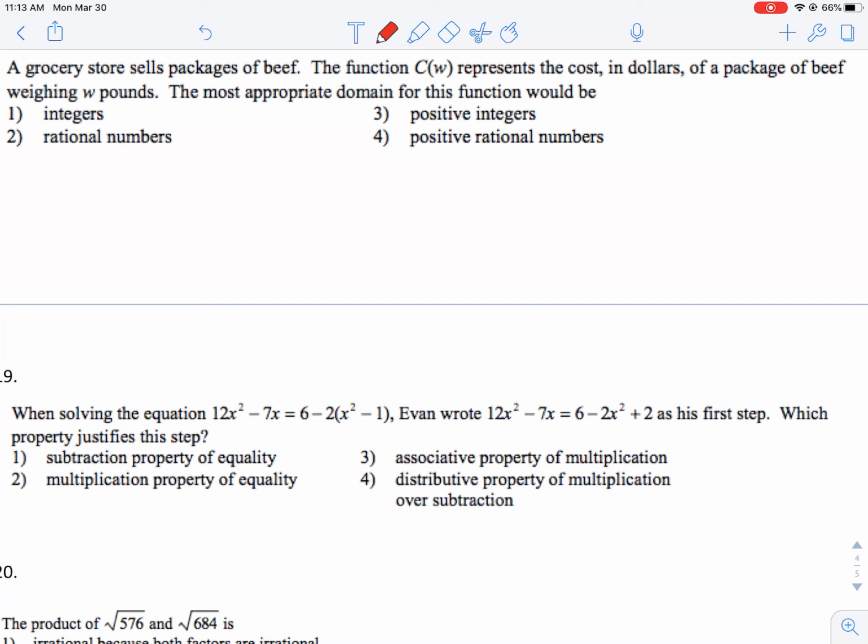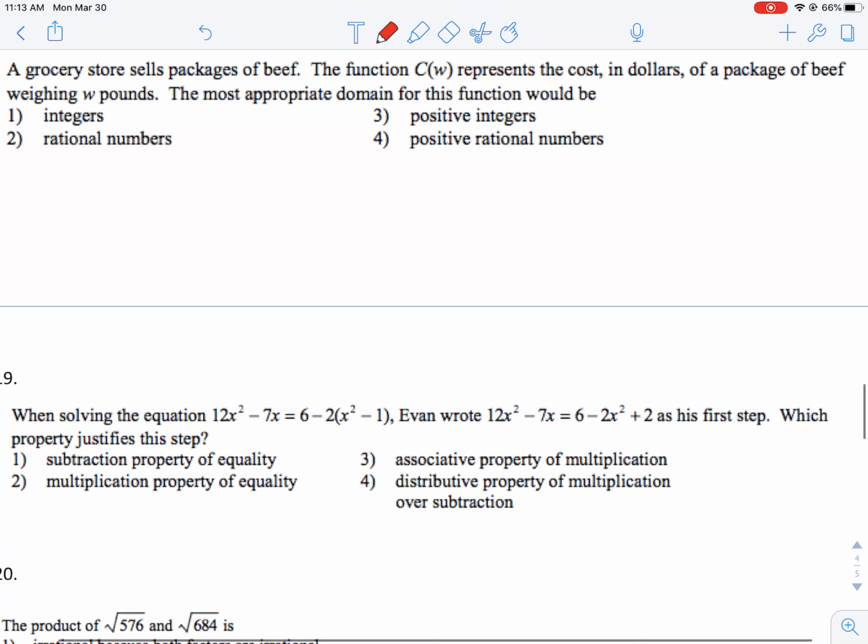Okay, number 18. This is a domain problem. A grocery store sells packages of beef. The function C of W represents the cost in dollars of a package of beef weighing W pounds. So the most appropriate domain for this function would be, okay?